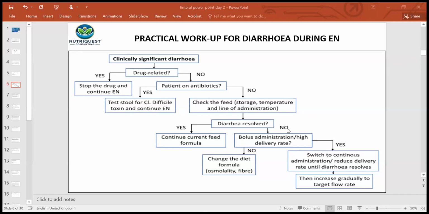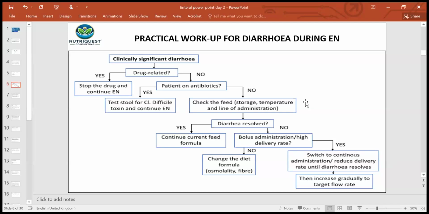So you need to take the stool and take it for a test, specifically for Clostridium difficile. If the patient is not on any antibiotic, check the feed. Could it be the storage? Could temperature and line of administration be a challenge? Remember yesterday we said that for enteral feeds, the temperature should be around 20 to 24 degrees, if I'm not wrong.